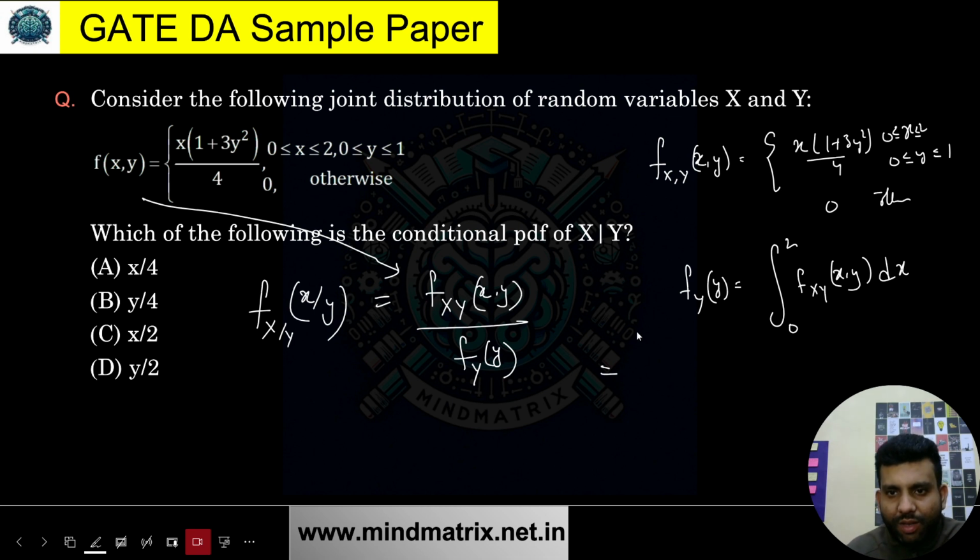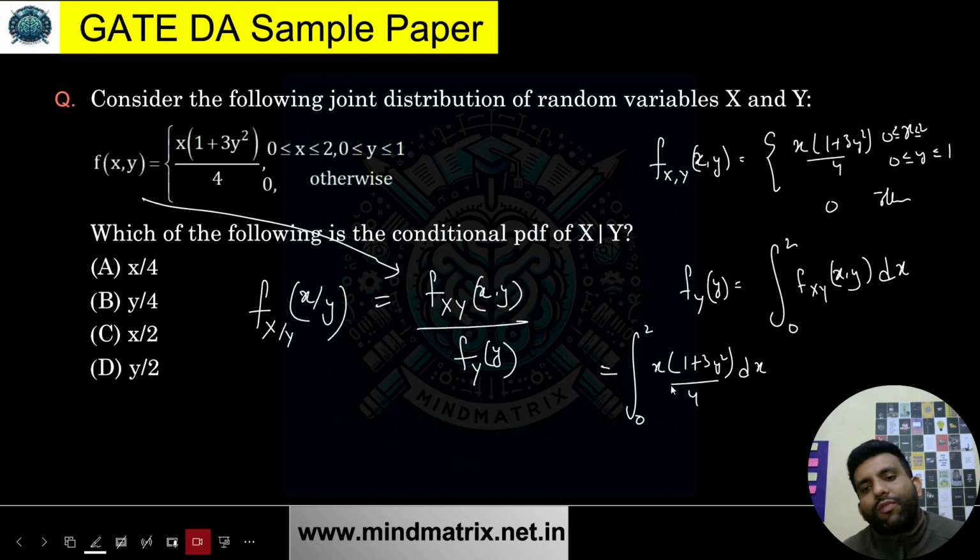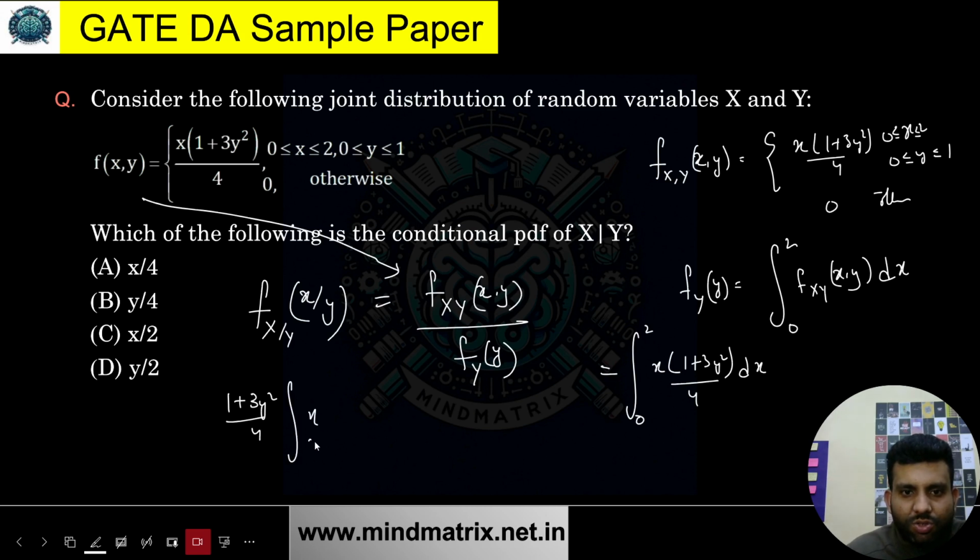So we have the integration from 0 to 2 of x times (1 + 3y²)/4 dx. As we are integrating with respect to x only, the rest of the part becomes constant for this integration. So what we'll have is (1 + 3y²)/4, and the integration of x from 0 to 2, dx. What is this integration? This will be x²/2, and the range is from 0 to 2.